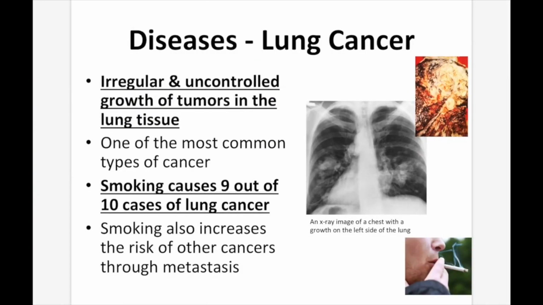Lung cancer. Irregular and uncontrolled growth of tumors in the lung tissue, and we can see that in these couple pictures. So first in our x-ray, we can see a buildup of different kinds of tissues inside the lung area. And with our main picture on the top, you can see a discoloration inside the lung. All this white stuff here is not normal lung tissue. And just since we have a different structure, we're going to get a different function. And since that lung tissue won't be able to function properly, we're going to get less gas exchange. So it's one of the most common types of cancer, and 9 out of 10 cases are caused by smoking. And keep in mind, not only will you have a higher chance of getting lung cancer, but you also have a higher chance of getting other cancers, as that cancer can spread through a process called metastasis.